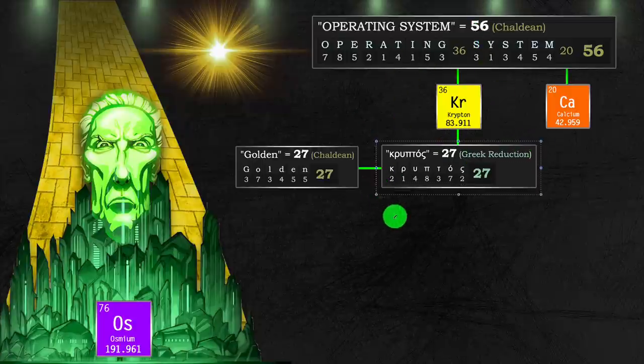Here it is in the Greek. Kryptos, meaning hidden, secret, hidden. And the word golden is 27. I mean, look at the connection to this. Pretty undeniable. Jupiter's 27 is the sun, Jupiter's sun. Our sun could be the sun of Jupiter. Could be.